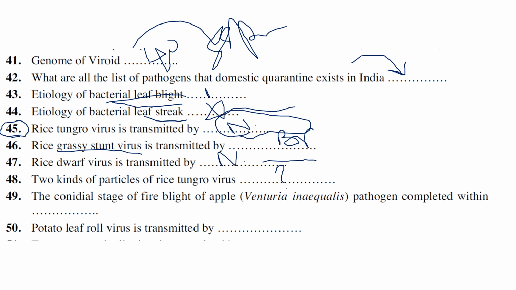The next one, 49: the conidial stage of the fire blight of apple pathogen completes within. They're asking days, I think 8 to 10 days. The conidial stage of apple scab pathogen, Venturia inaequalis, completes within 8 to 10 days. Potato leaf roll virus is transmitted by, so leaf roll virus of potato is transmitted by Myzus persicae.